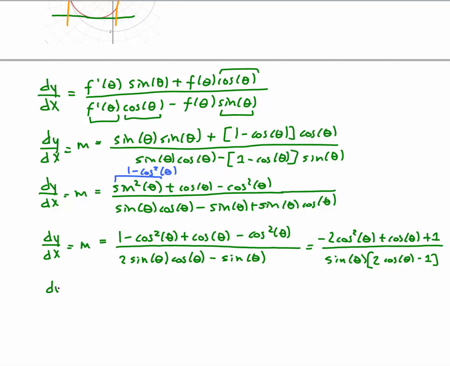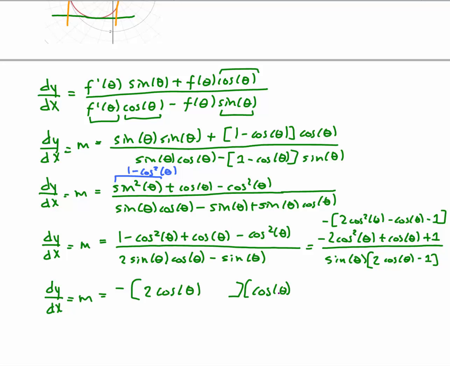Now the numerator does factor. I could pull out a negative, and if I pull out that negative, in fact I'll do that here, 2 cosine squared theta minus cosine of theta minus 1. I could factor this into 2 cosine of theta, cosine of theta. Now I need a minus cosine of theta, so I think I'm going to need my minus 1 and my plus 1 right here. And that does factor then.